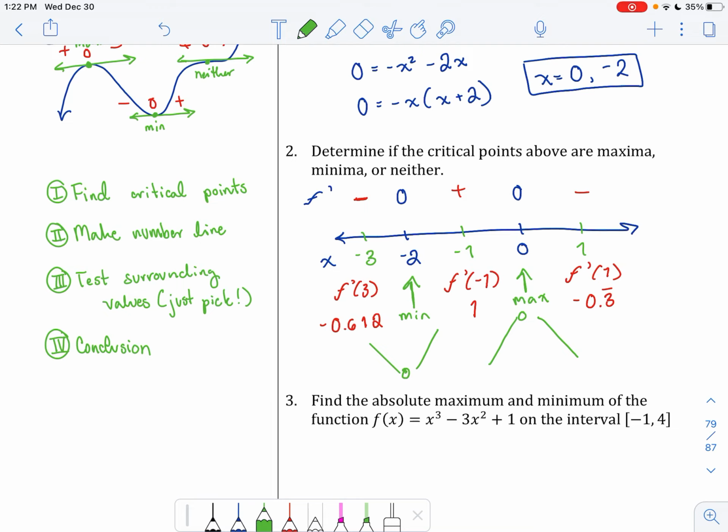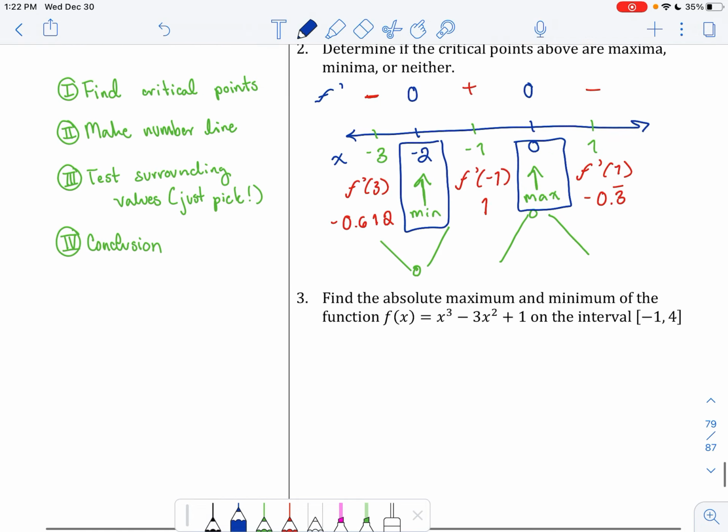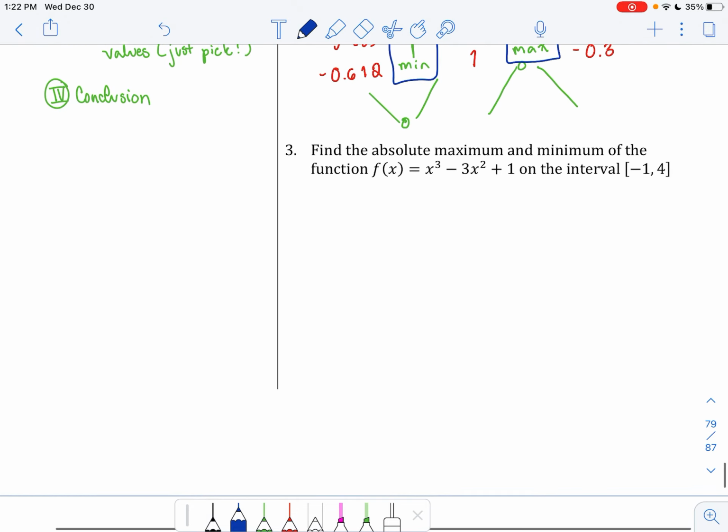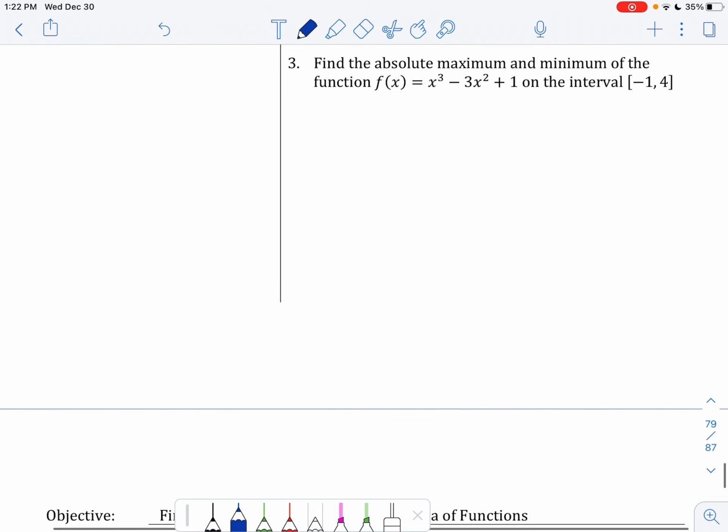If you want to find the points, you can plug it back into the f of x function, however you would like to do that. Now, these are both local extrema. This is a local minimum and a local maximum. You may also be asked to find the absolute minimum and maximum.